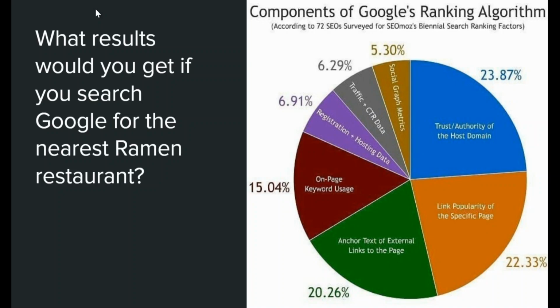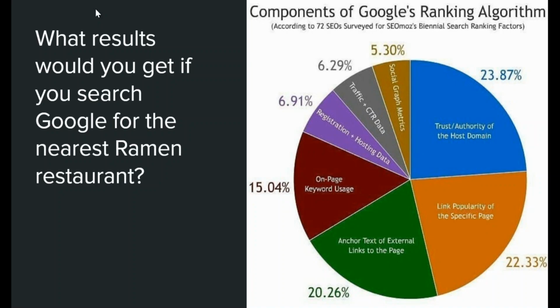So if you notice, there is a chart on the right, components of Google's ranking algorithm. The different elements of this pie chart show you the priority of Google when ordering your search results. First, it is based on trust, authority of the host domain, which garnered 23.87%. Link popularity of the specific page, around 22%. Anchor text of external links to the page, that's 20%. On-page keyword usage, that's 15%.